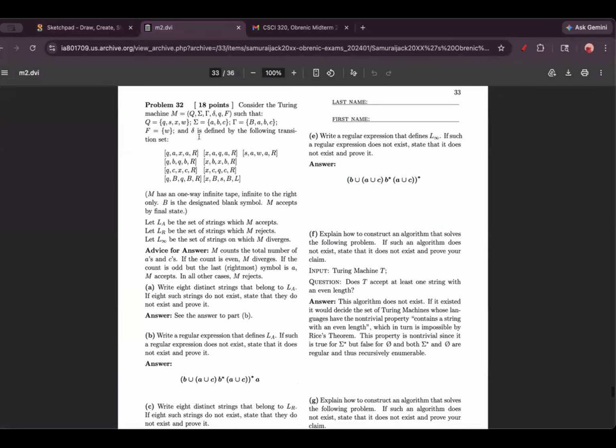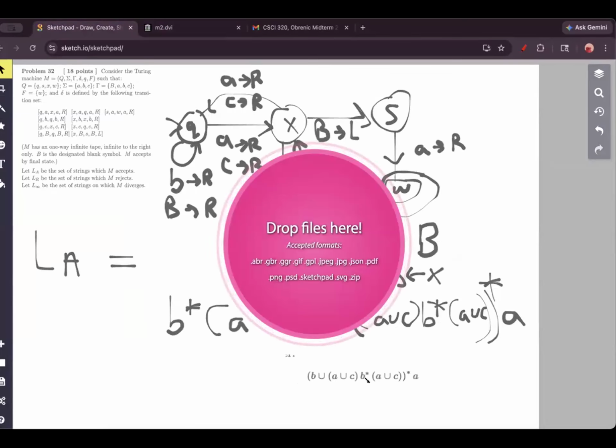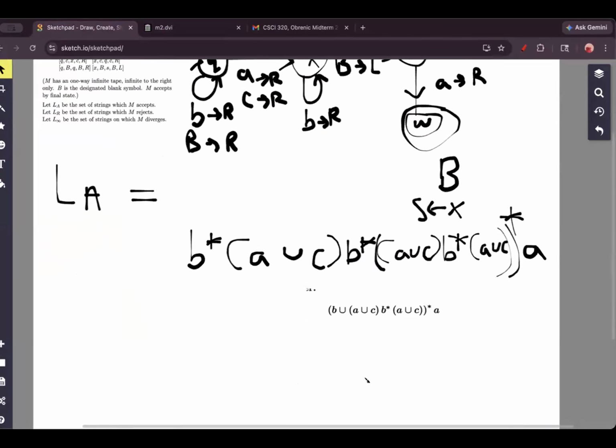So let me check. Okay, this is what she did. B or A or B, B star, A or C star, and then A. Okay. Is the whole thing cleanly starred? Yeah, the whole thing is cleanly starred.